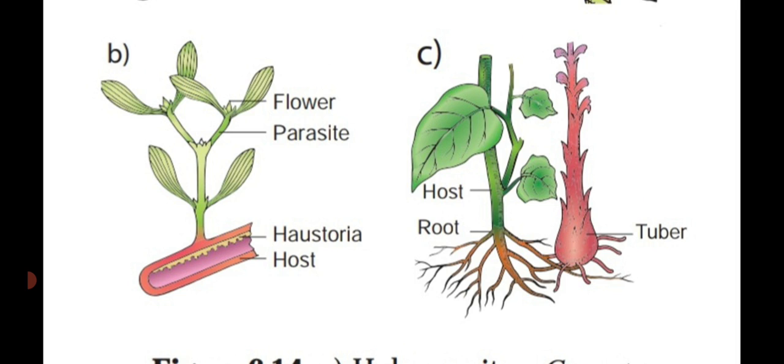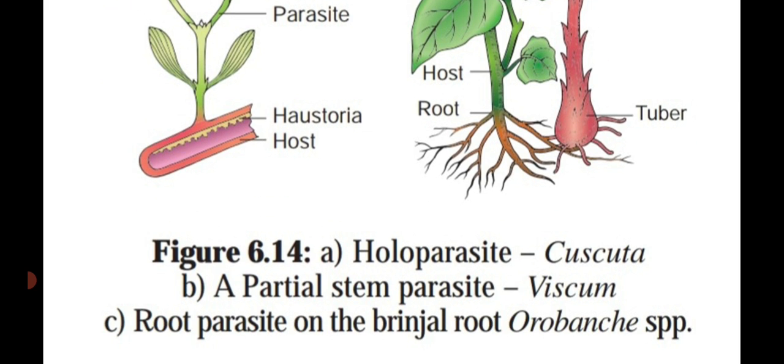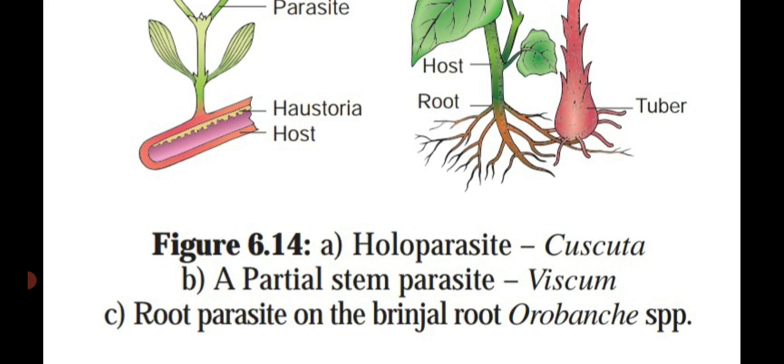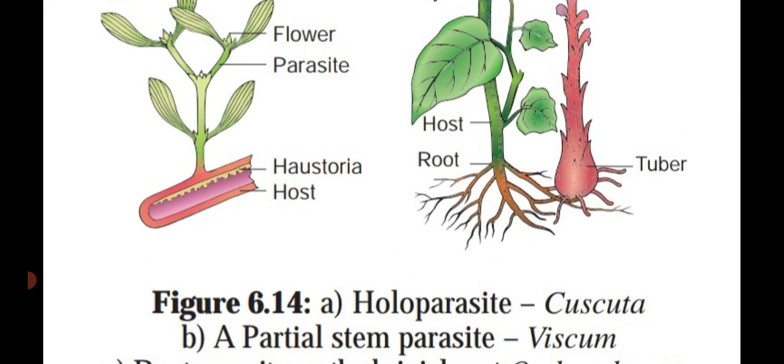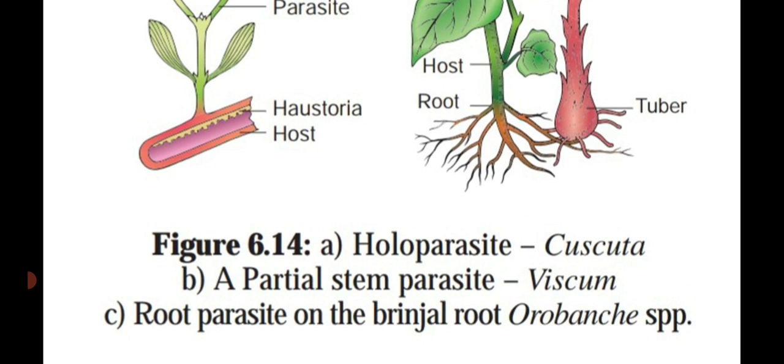So this plant Viscum is partial, what is that? It absorbs only water and mineral salts. So it partially absorbs the water and mineral salts from the host plant. So this is known as a partial stem parasite. Example, Viscum. Then the third diagram is said to be a root parasite on the Brinjal root, Orobanche species.